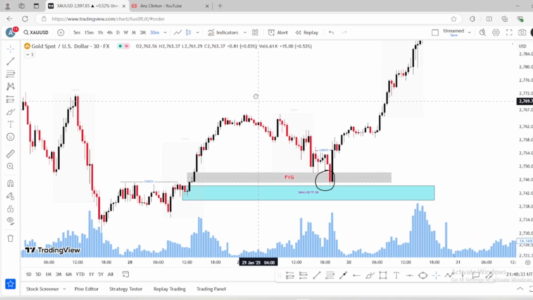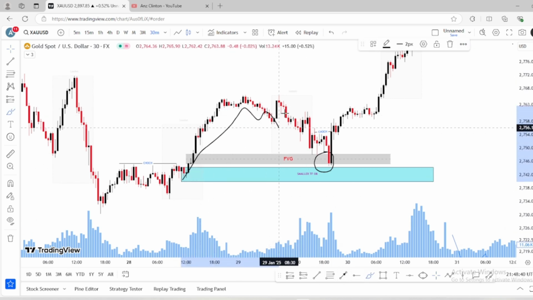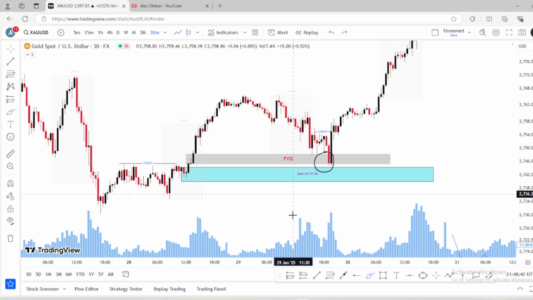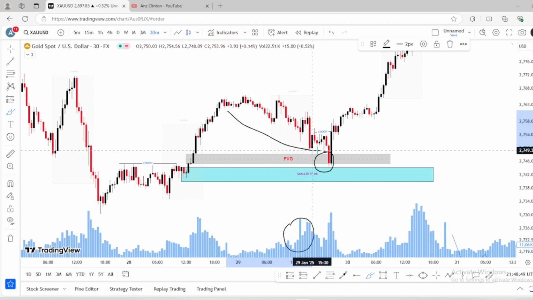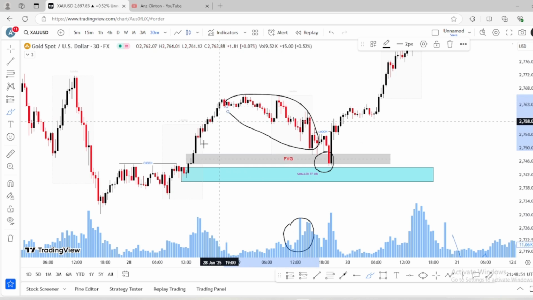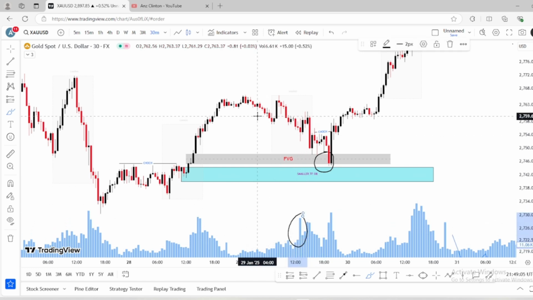Okay, and I'm going to show you something here. Look, when price pushed from here to the upside and was retracing to the downside, look at the volume candle that was forming around here. The volume candle was a big momentum candle when price was retracing into the fair value gap and also the order block. The volume candle here is a big volume candle. Like here, look at this strong momentum candle when price was retracing to the downside.